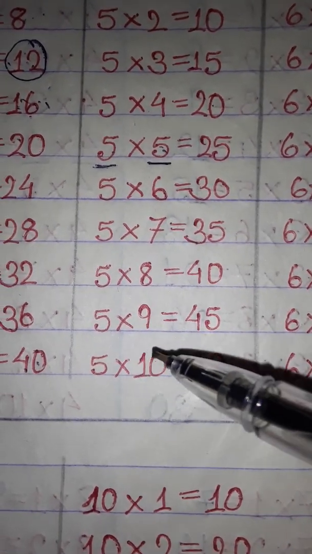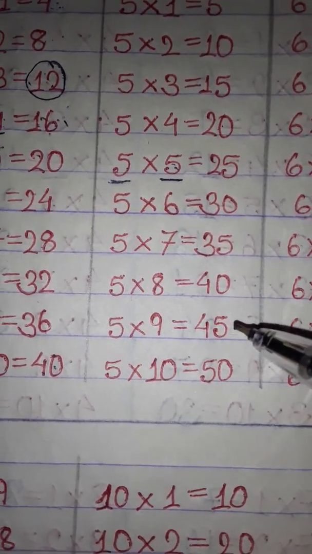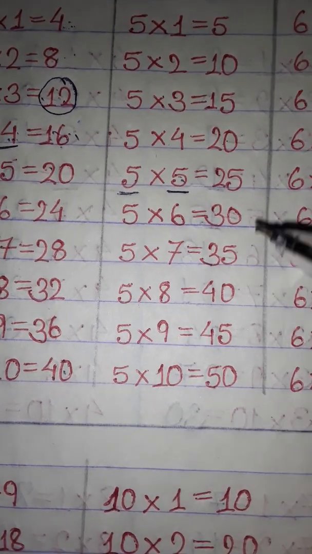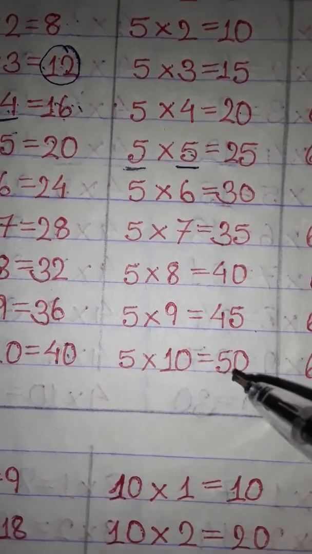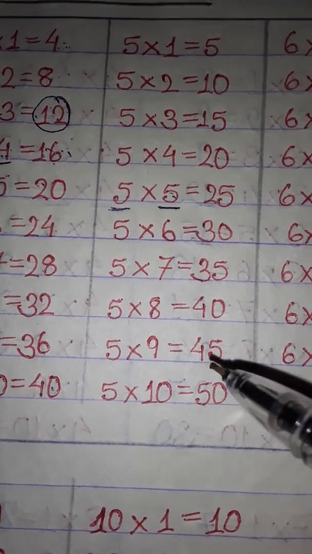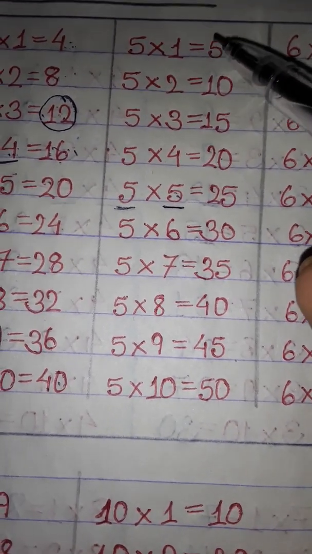Now the next one is 5 into 9 is equal to 45. For this you have to add 40 plus 5, the answer will be 45. Now the next one is 5 into 10 is equal to 50. For this you have to just add 45 plus 5.